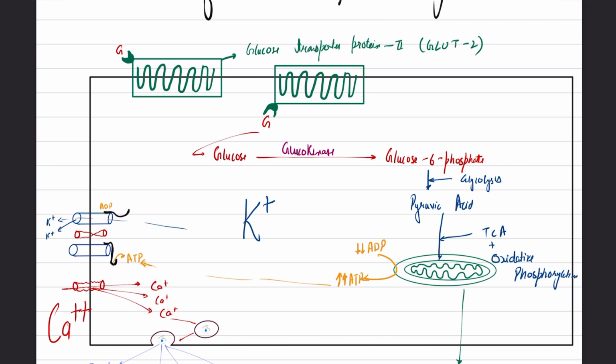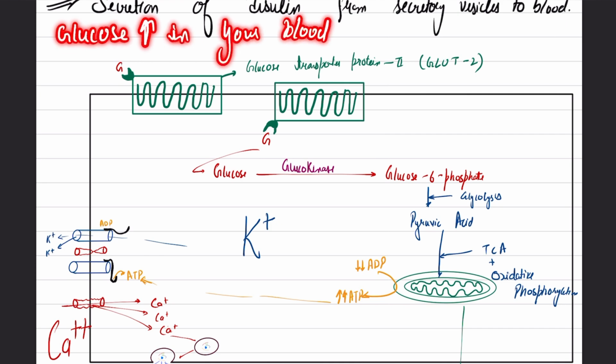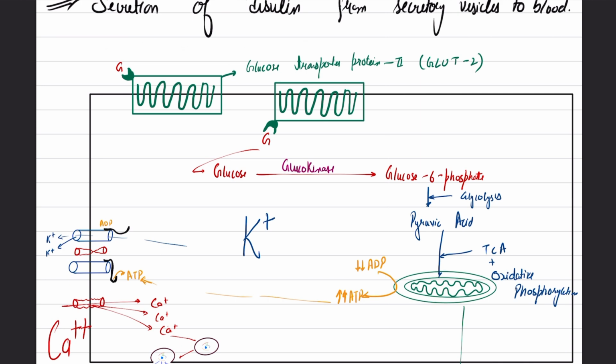Now let's suppose you ate food just a few minutes before and the concentration of glucose is high in your blood. The function of this transporter is to flip the glucose from high concentration to low concentration. So if the concentration of glucose is high in the blood, glucose will bind on the extracellular area and it will be transported to the inside of the cell. It will flip inside the cell.